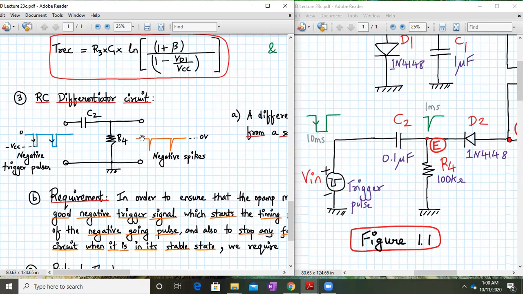So what will the RC differentiator circuit do? It will differentiate this negative going pulse, and the output will be very short duration negative spikes. This is the job of this RC differentiator circuit, C2 and R4. I hope this point is clear. Now we'll go into details, one by one, on why we require this RC differentiator circuit.